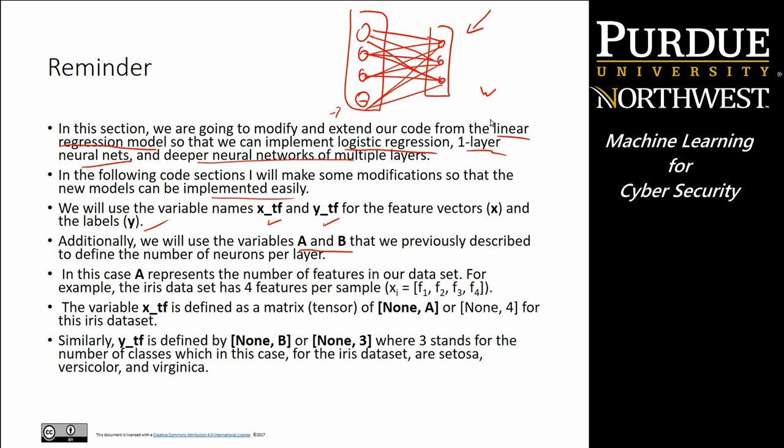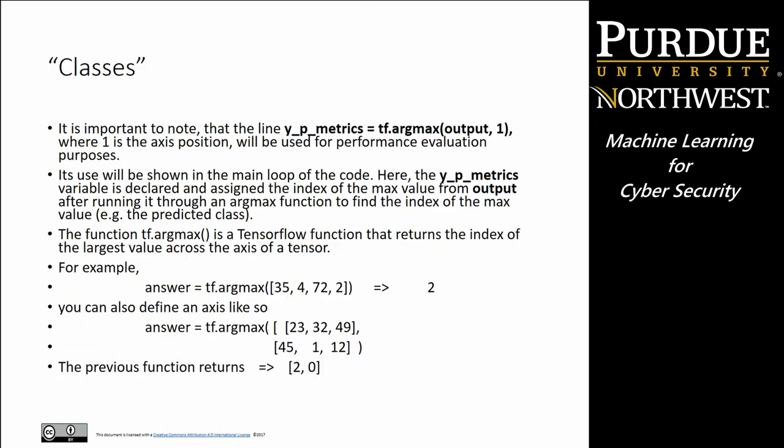Sorry. So we already set this. A represents the number of features. For Iris, that is 4. So you already answered this correctly, right? It's none and 4 for the dimensions of the X tensor. And then for the Y tensor, the placeholders, we said it was none and 3 because it stands for the classes Setosa, Versicolor, and Virginica.